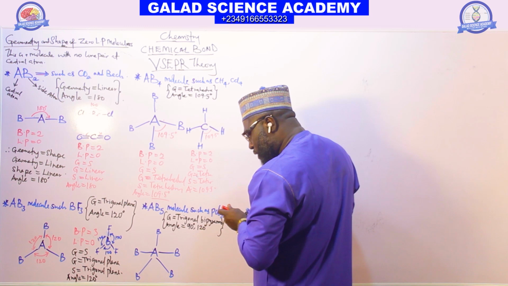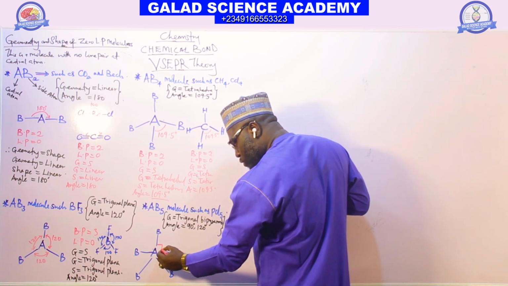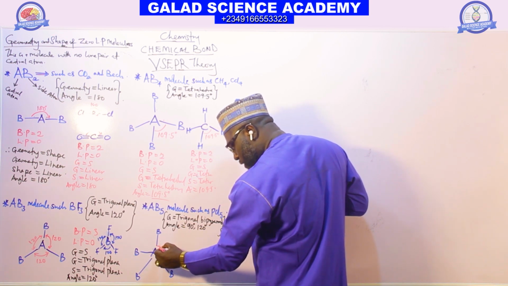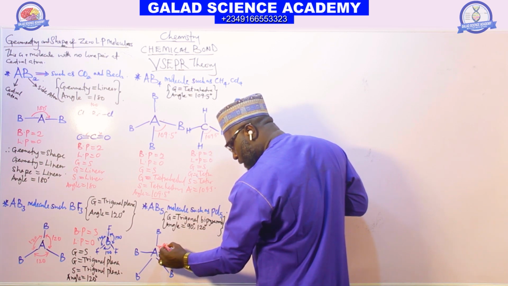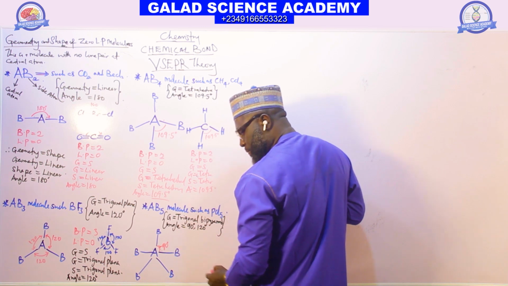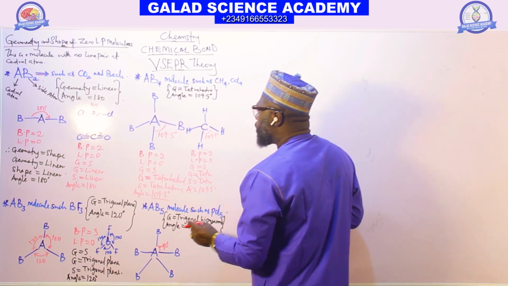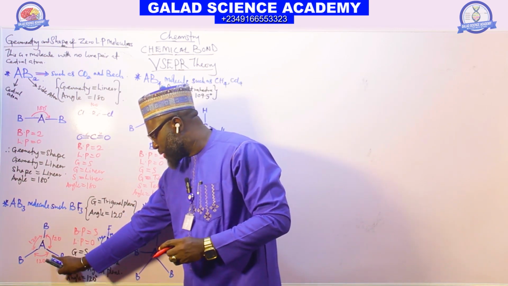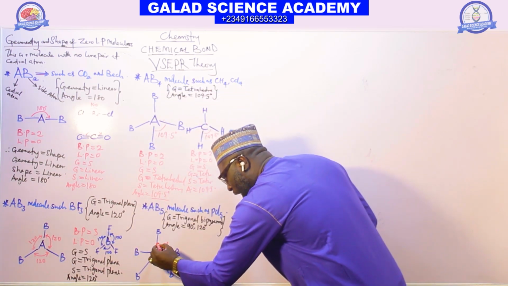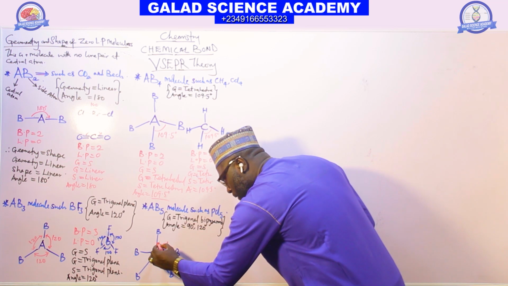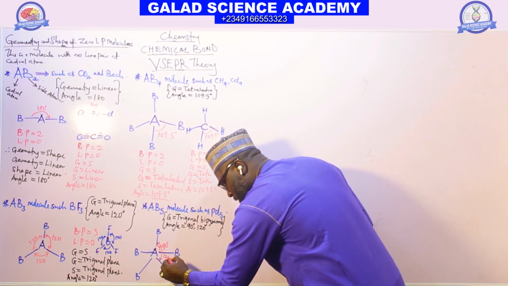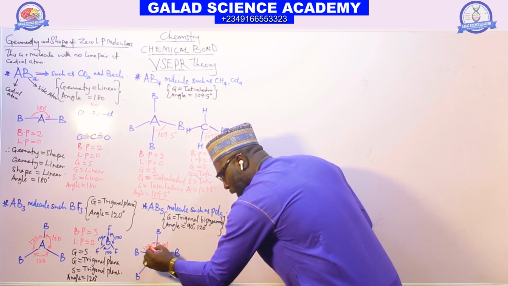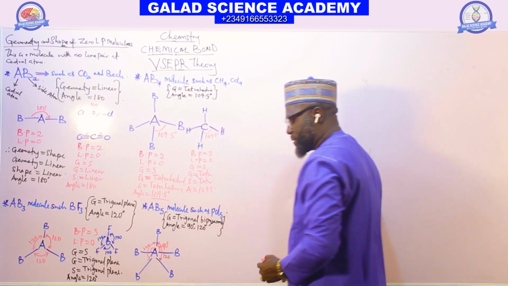So you will now observe that the angle between these two, the angle here, is a right angle, which is 90 degrees. And look at this trigonal: the angle between B and this B is 120. And this one is 120, from here to here, or from here to here. But this side alone is 90 degrees.